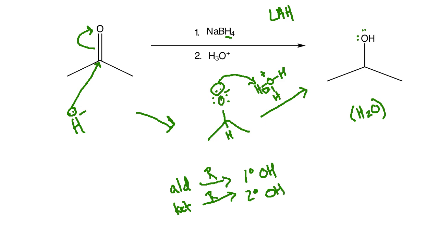Okay. Now, you can also reduce carboxylic acids, esters, things like that. Those groups require LAH. LAH is a stronger reducing agent. NaBH4 is weaker. NaBH4 will only work with aldehydes and ketones. That's important to note. NaBH4 will only reduce aldehydes and ketones. Lithium aluminum hydride, LAH, will reduce anything. So you'll get aldehydes reduced, ketones reduced, carboxylic acids reduced, esters reduced, and there's a lot of other groups that can be reduced using lithium aluminum hydride.